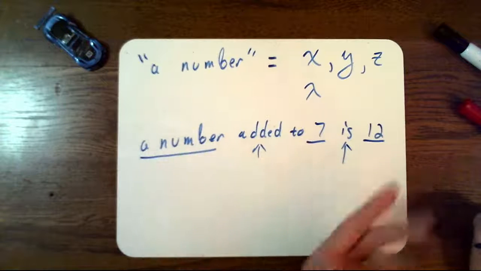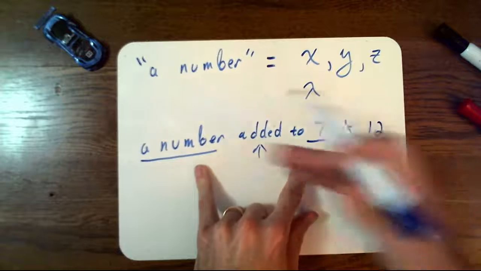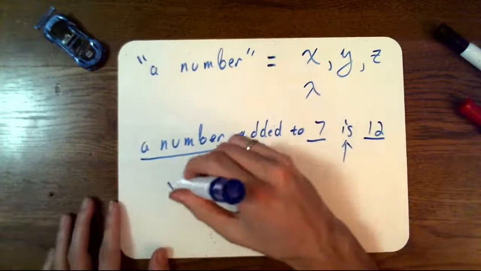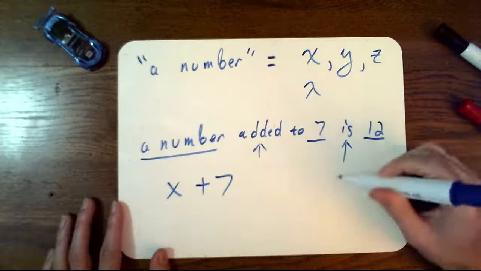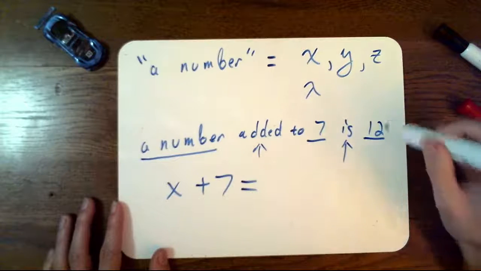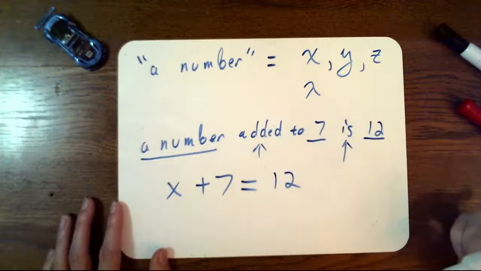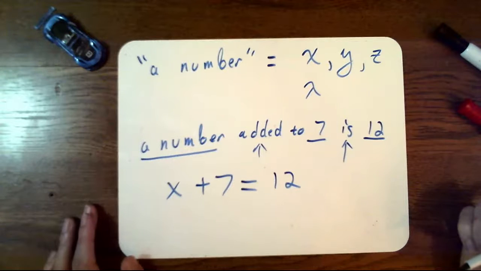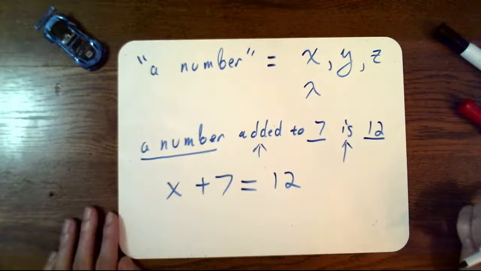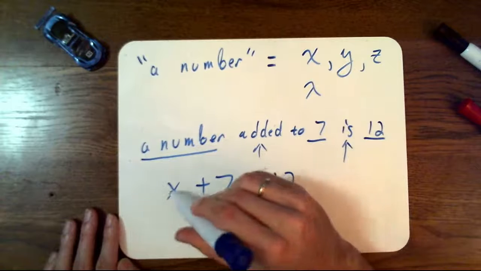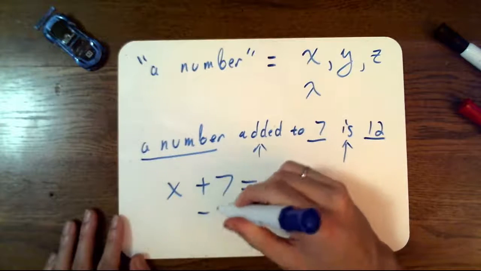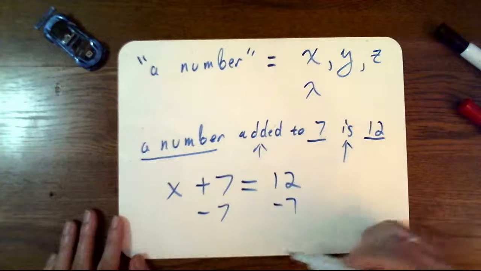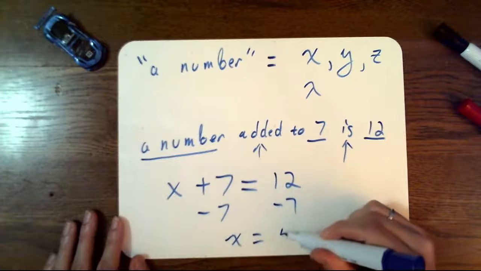How are they interacting? Well, these two are interacting by adding to each other. A number added to 7 always equals 12. And now this is a one-step algebra problem that you can solve fairly easily. We have x plus 7. So how do we undo addition? Subtraction. Subtract 7, subtract 7. So x is 5.